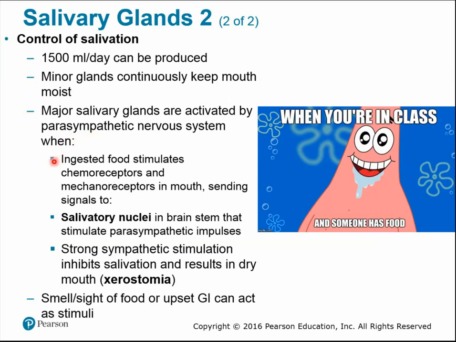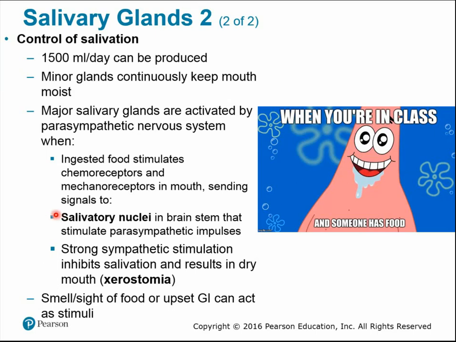Generally, when you ingest food, you're going to stimulate the chemoreceptors and the mechanoreceptors in the mouth, telling the brain, right, that there's food in the mouth. That's going to send signals to the salivatory nuclei in the brain stem. That's going to stimulate those parasympathetic impulses and trigger salivation from those salivary glands.